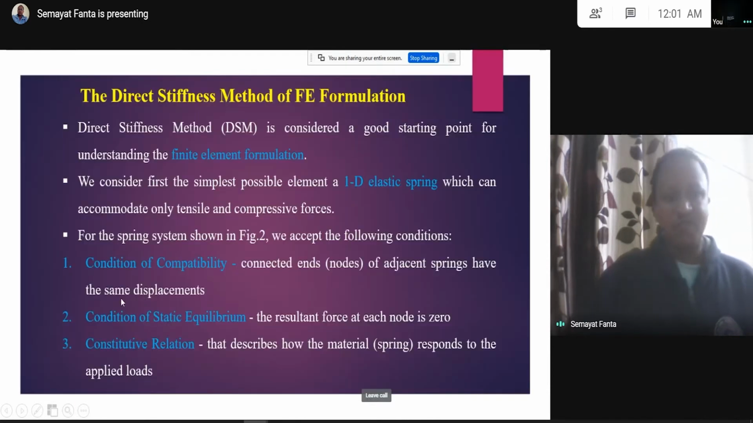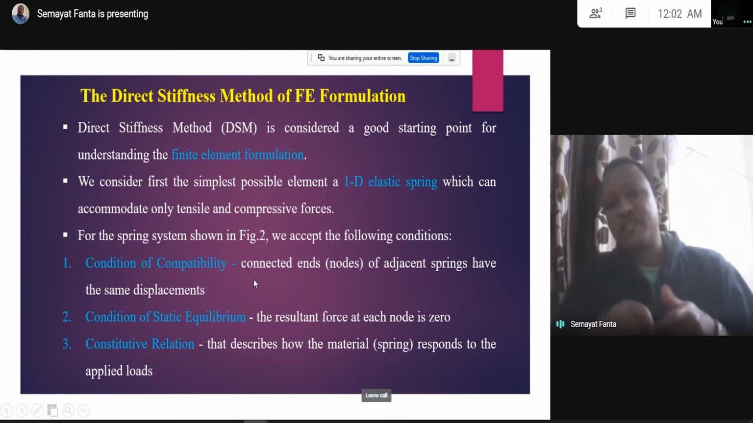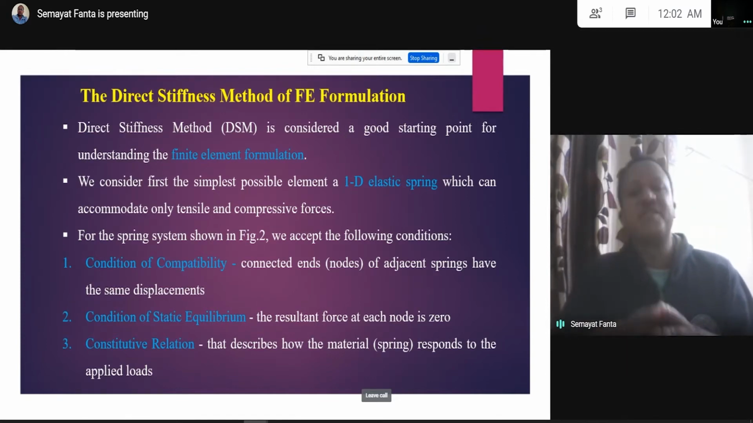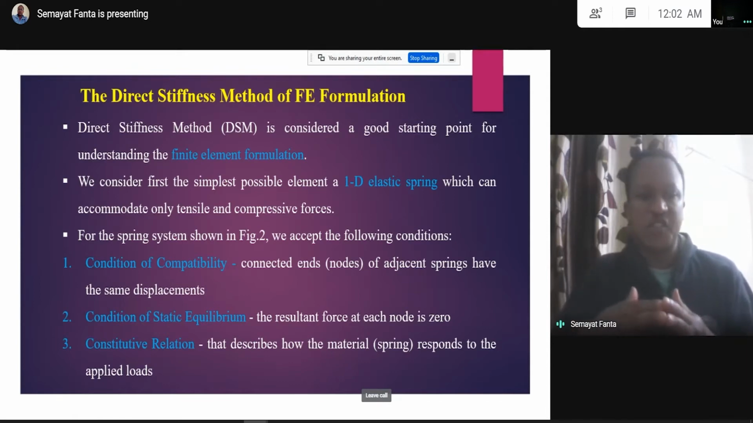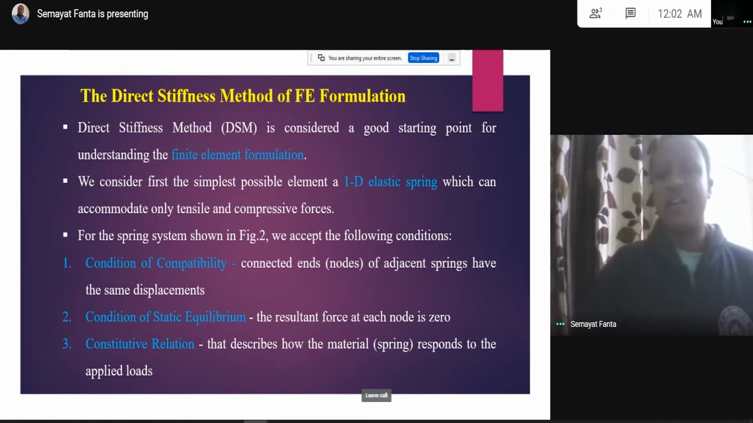Okay. So to model this, the following conditions must be fulfilled. The first one is the condition of compatibility, which means connected ends or nodes of the adjacent springs have the same displacement. So this is called the compatibility condition. Again, the condition of static equilibrium: the resultant force at each node is zero. The summation of the forces acting at the nodes is equal to zero. That is the static equilibrium condition.